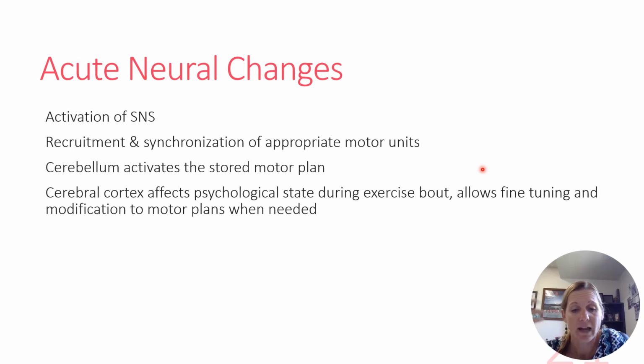Okay, we're going to activate a motor plan from the cerebellum if we're doing something that's like an automatic skill, like riding a bike, for example, or swimming, something like that. I have a motor plan ready for that. I'll get it out of storage and be able to use that motor plan so that it's an automatic activity. Cerebral cortex can certainly affect your psychological state during the exercise bout. It can also allow us to fine tune or modify the motor plan when we need to.